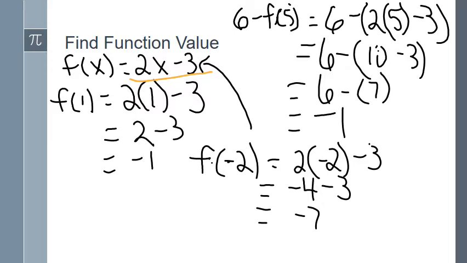Now, I got one that's a little bit more complex than that. We're going to save it for another slide. Let me move to the next slide, please.